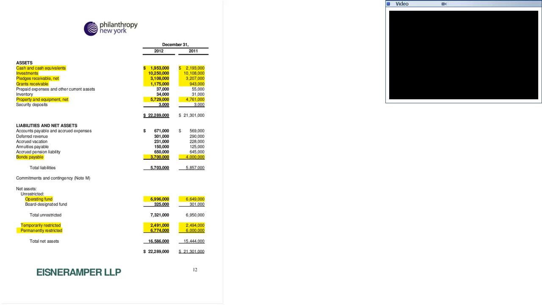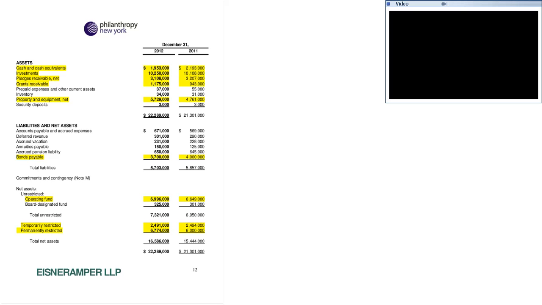Okay. Again, we take a look at liabilities. Right on top is going to be the accounts payable and accrued expenses, and then we move down towards those things that are the longer-term liabilities. This organization has debt, so they have a bond payable at the end of the year.